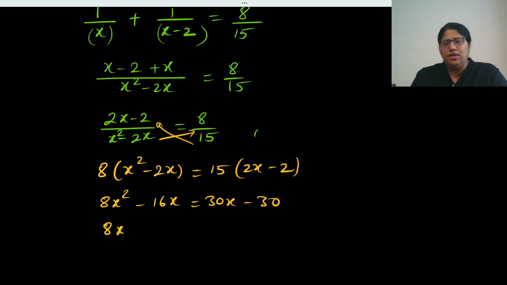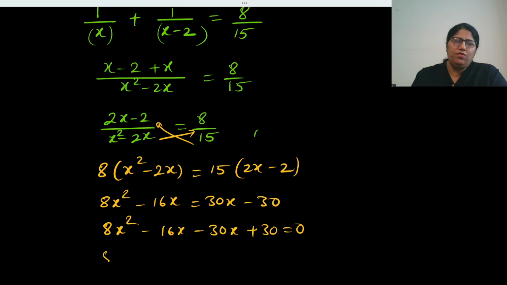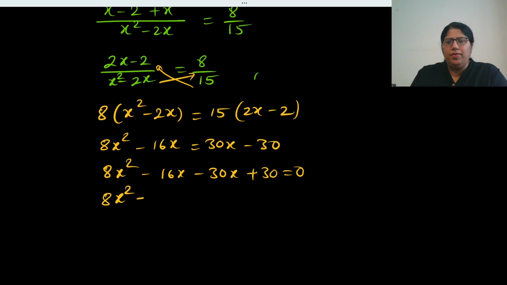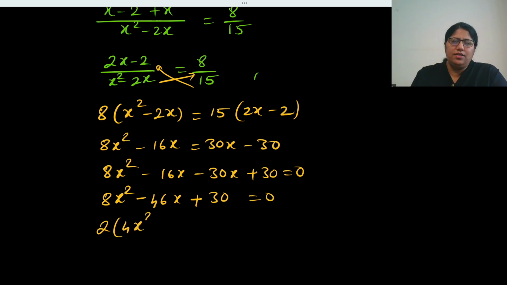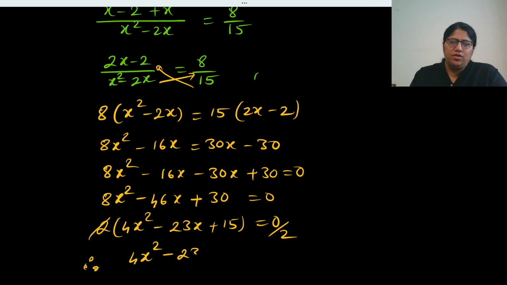Do the transposition, and make sure you don't make any calculation mistake here, because with any calculation mistake you won't be able to factorize the equation, right? Then this one will become 8x square minus 46x plus 30 equals 0. Now here 2 is the common factor. To get the simplest form of the equation, we divide by 2, which will become 0. So what is your equation? 4x square minus 23x plus 15 equals 0.